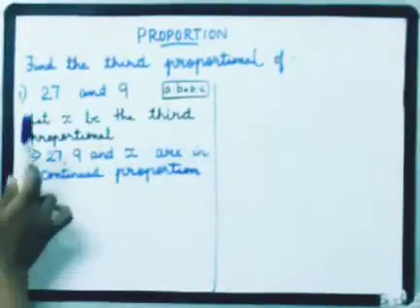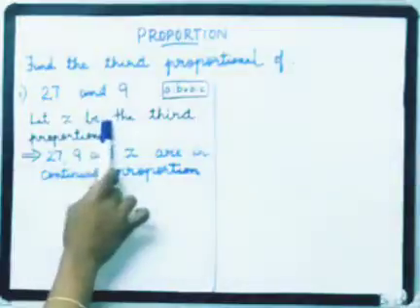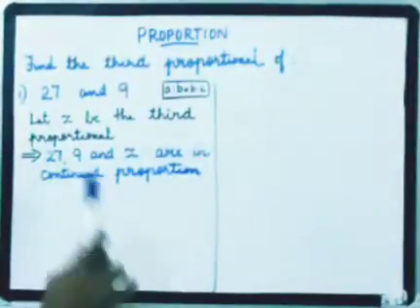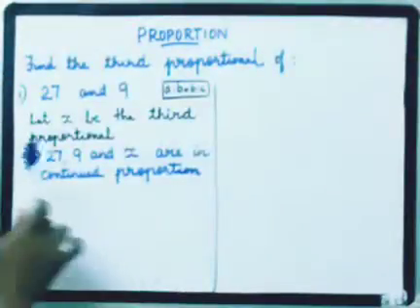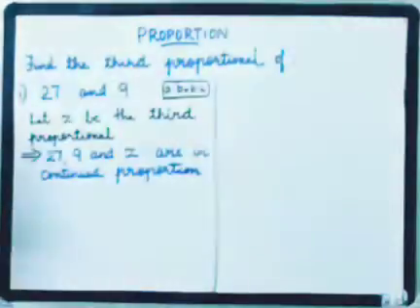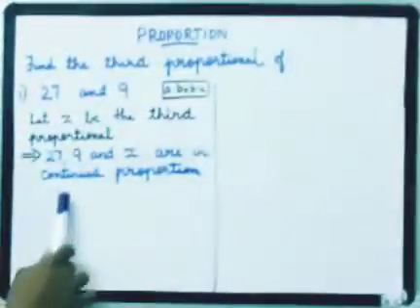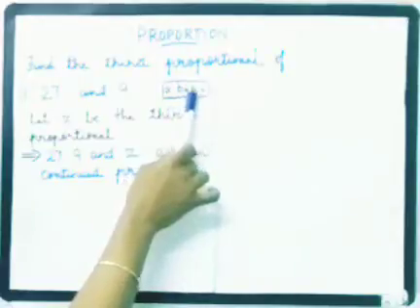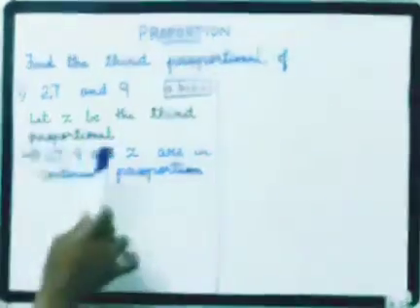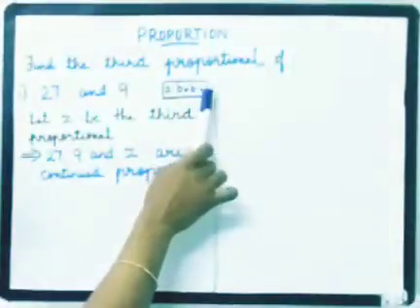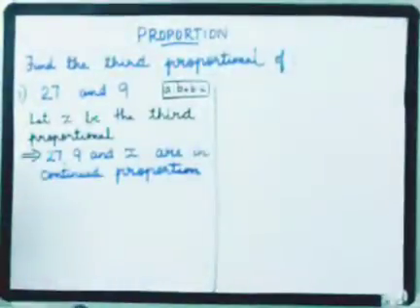So we have to suppose that x be the third proportional. We must take that x be the third proportional. Then we can say that 27, 9 and x are in continued proportion. If it is in continued proportion, we can write in this way: a is to b is equal to b is to c. That means first quantity is to second quantity is equal to second quantity is to third quantity.